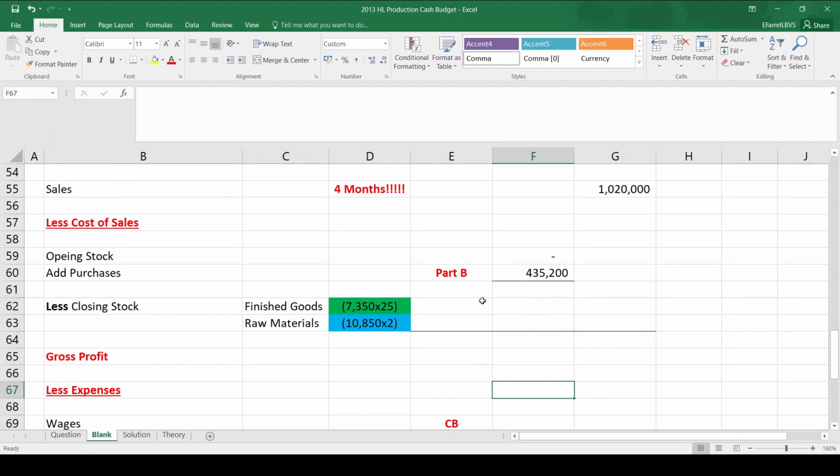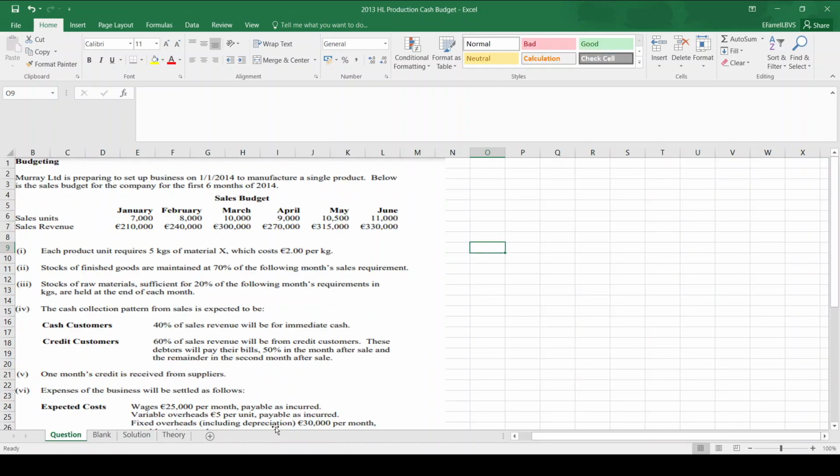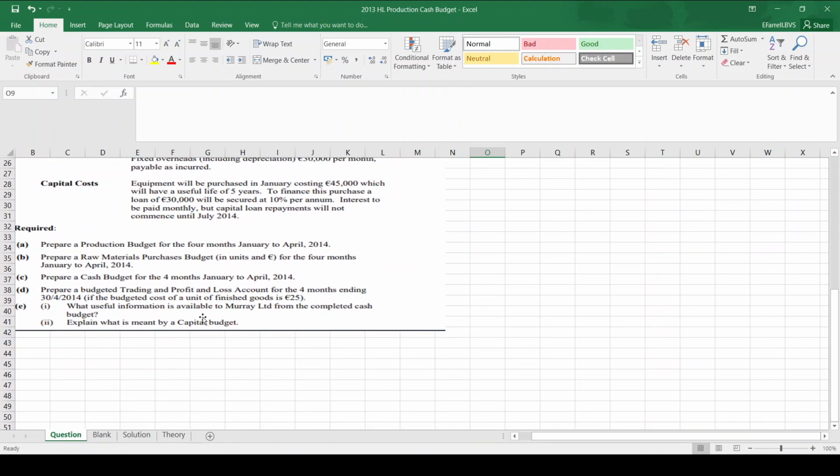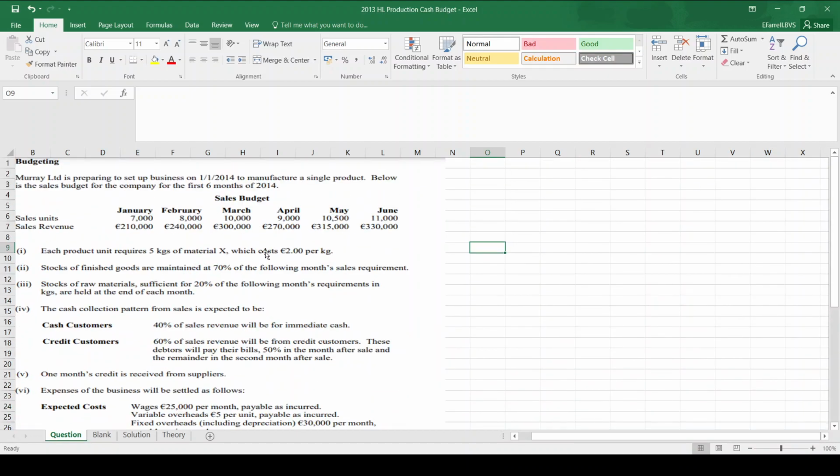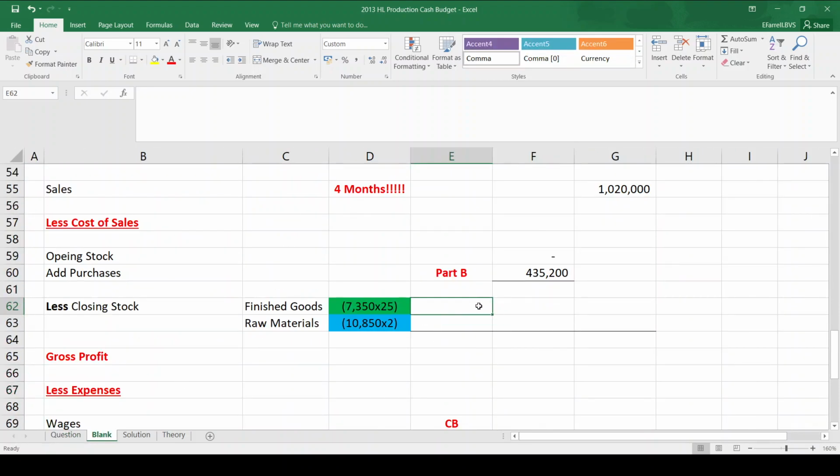The 25 is actually from part D of the question. We read it there a couple of minutes ago. It tells us in the question that the unit cost of a finished good is 25 euros. So that's where 25 euros is coming from. And the €2 again is on the top of the question. It says materials are worth 2 euros. That's why we multiply the kgs by 2. So this is going to be 7350 by 25 and 10850 by 2. So in total, closing stock comes to 205,450.